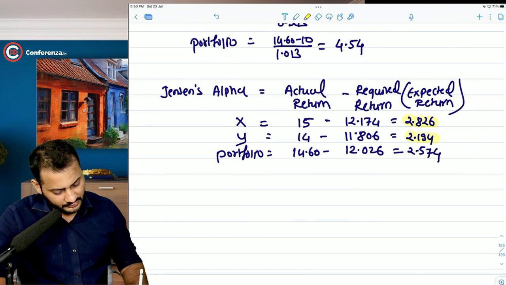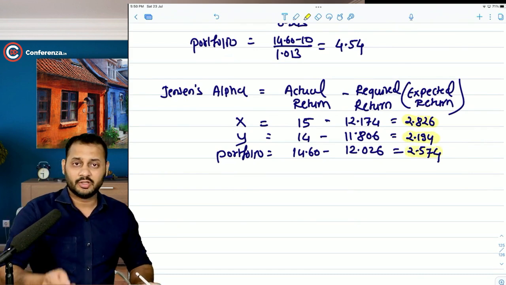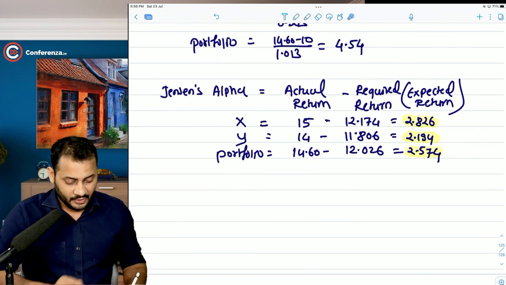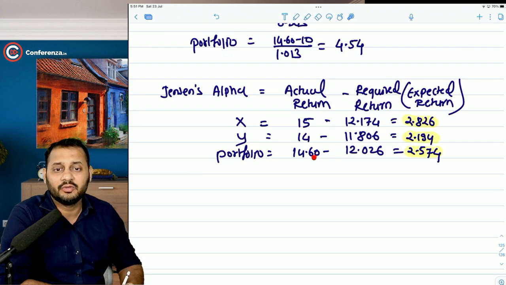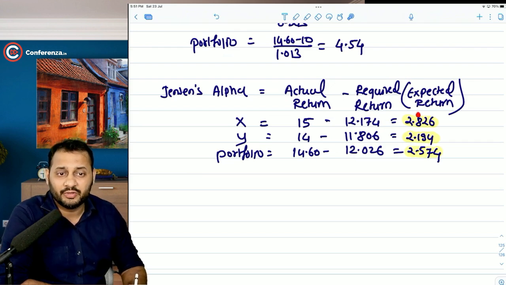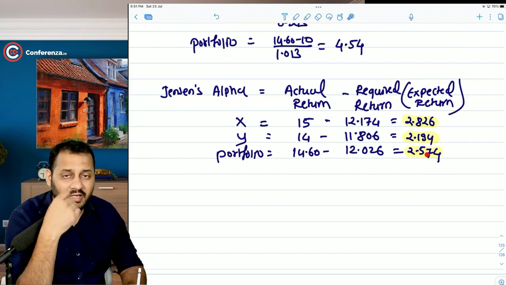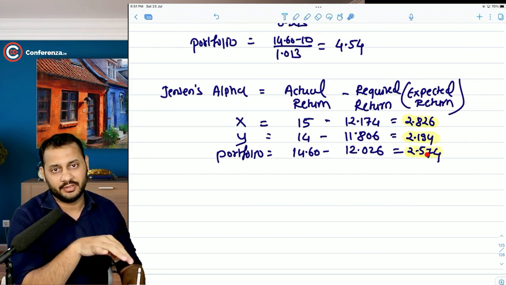So this is the extra return that you are earning more than expected. You expected only 12% from X, you are earning 15. You expected 11.80 from Y, you are earning 14. The expectation from the entire portfolio was 12 only, but you are earning 14.6. So positive alpha means you are actually earning more than required.